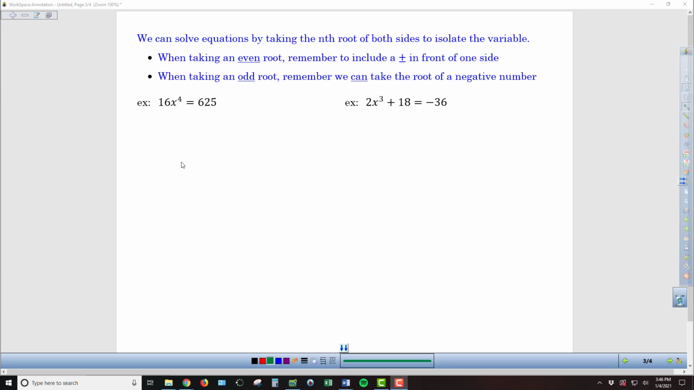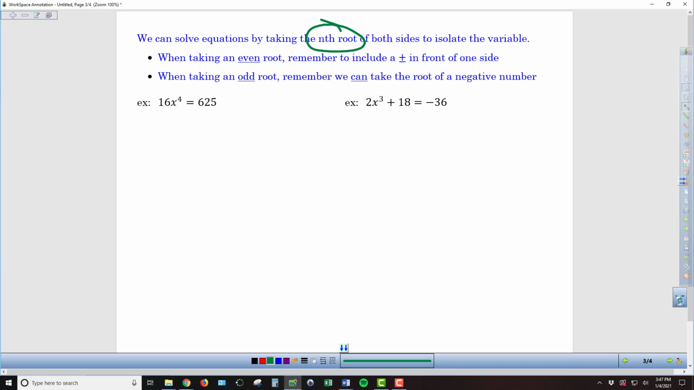Previously we solved equations using square roots, but we can solve equations by taking really any root, the nth root of both sides, whatever's necessary: cube root, fourth root, fifth root, in order to get the variable out from that exponent. So typically we're going to isolate the variable and then apply the root.